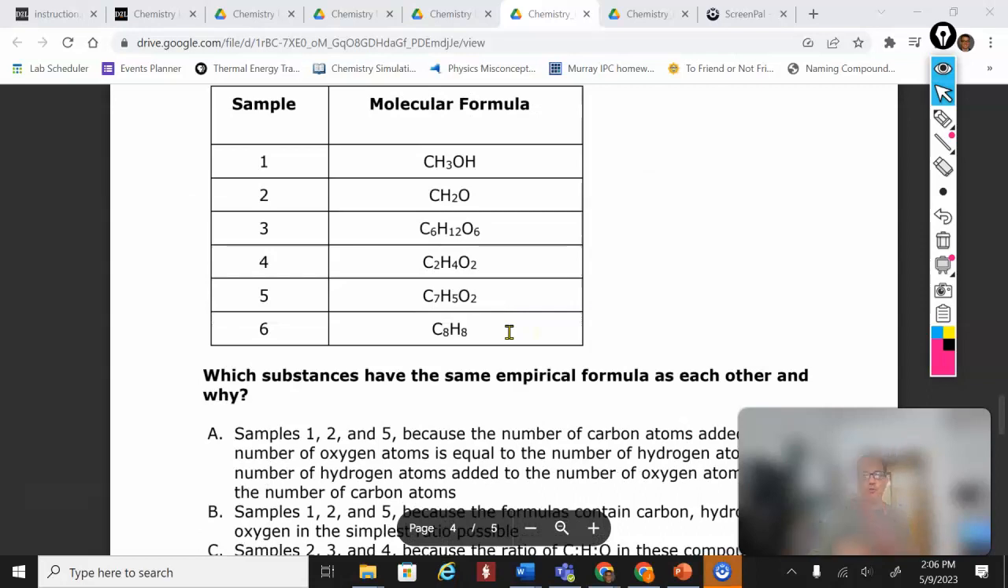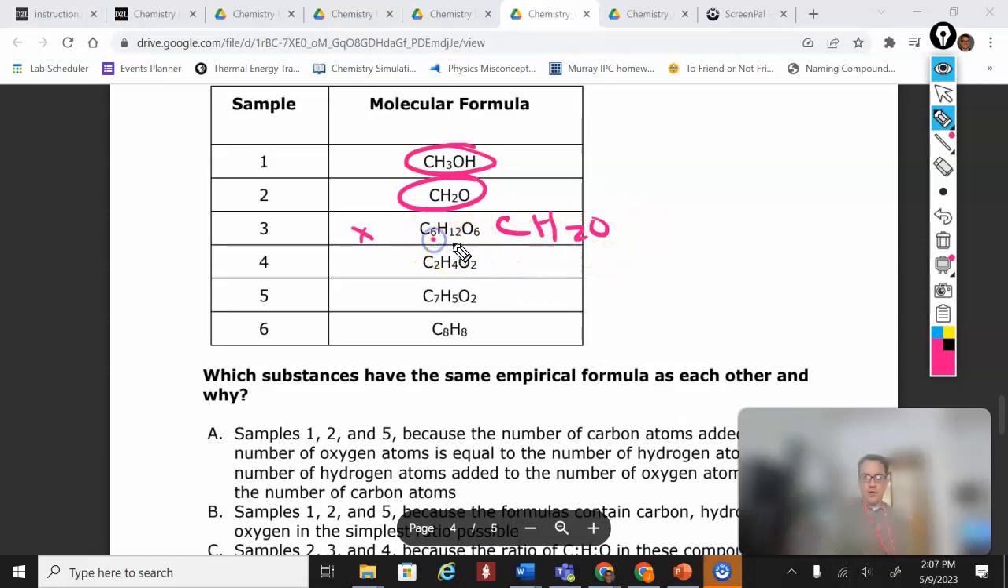Number 10 is an empirical formula question. Empirical formulas are ones that can be simplified into the same ratio. So the ones that can be simplified, I can't change this one any. There's a 1, there's a 3, there's a 1, and a 1. I can't simplify this one anymore. However, number 3, 6, 12, and 6 can all be divided by 6. So I could simplify it into CH2O.